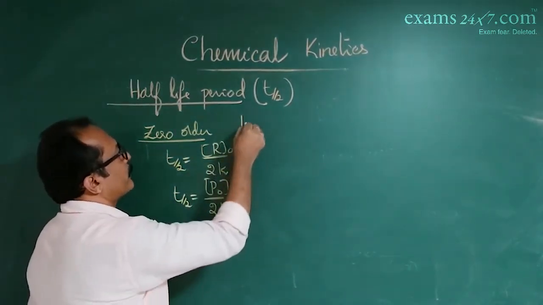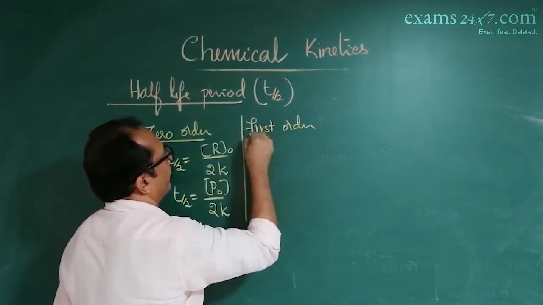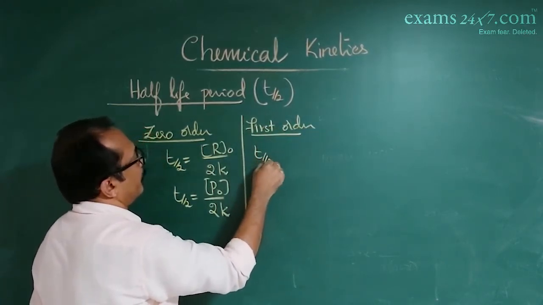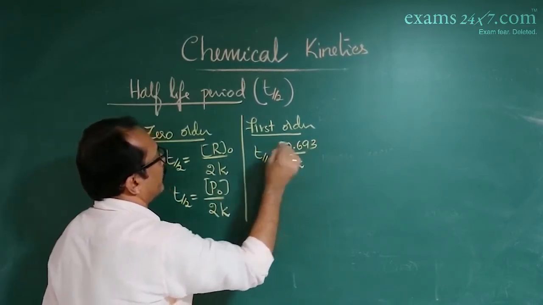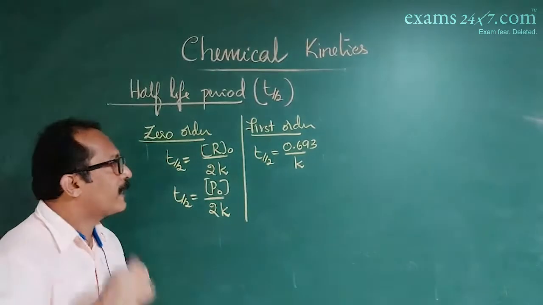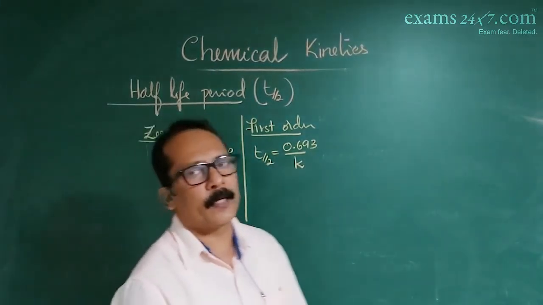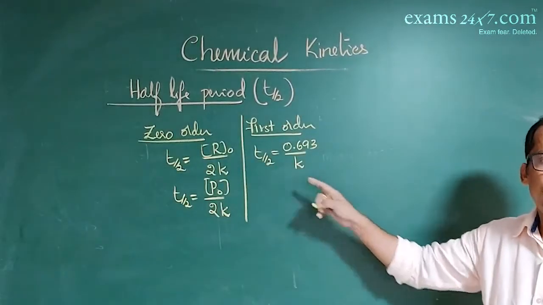Next one is for first order reaction. t half is equal to 0.693 divided by K, where K is the rate constant. This is the expression for first order reaction.